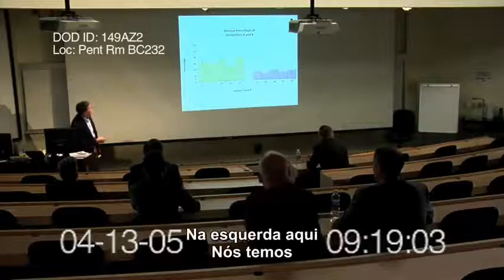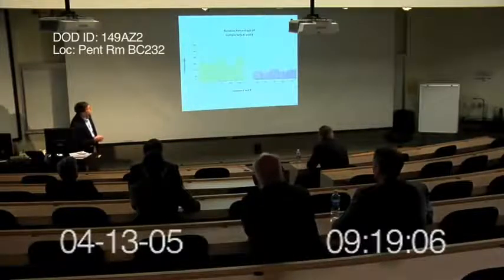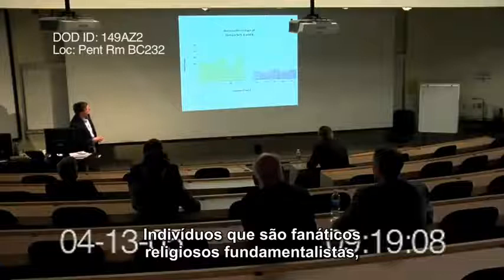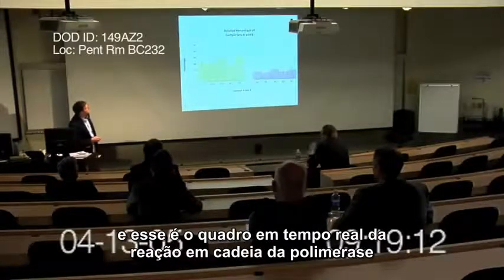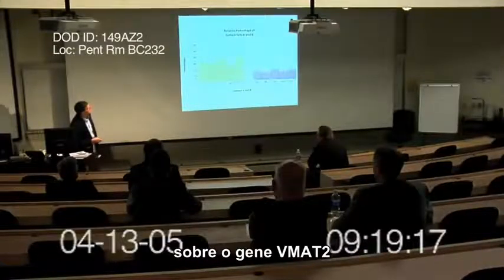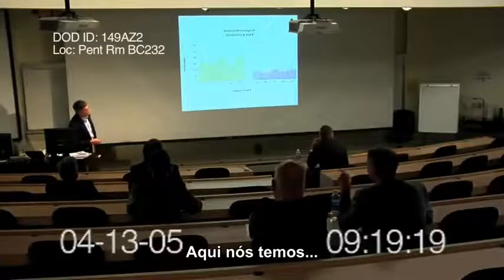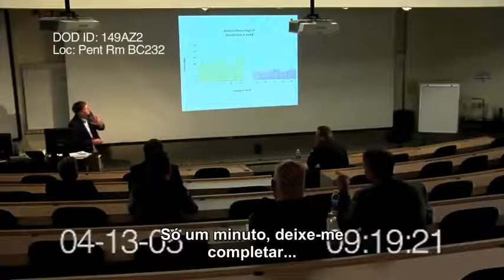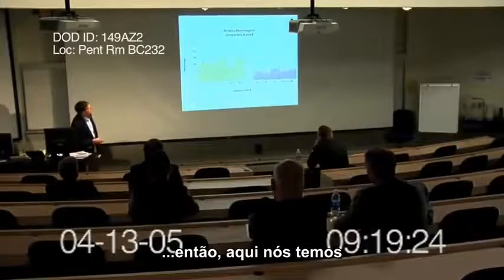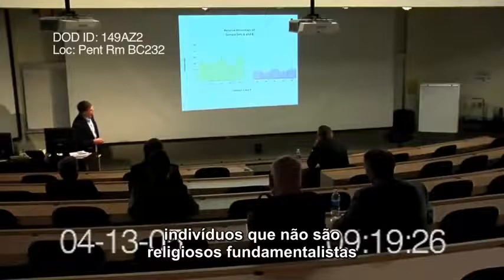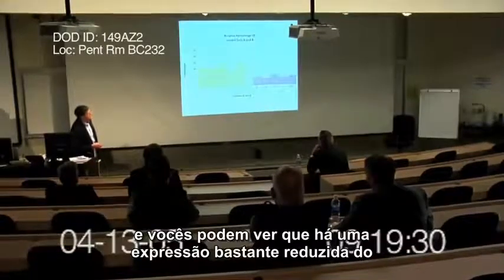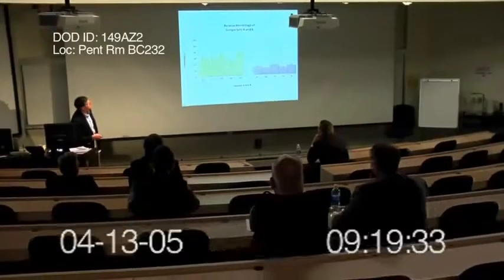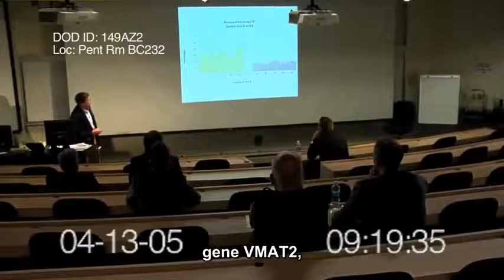On the left over here, we have individuals who are religious fundamentalists, religious fanatics, and this is the expression, real-time PCR expression of the VMAT2 gene. Over here, we have individuals who are not particularly fundamentalist, not particularly religious, and you can see there's a much reduced expression of this particular gene, the VMAT2 gene.